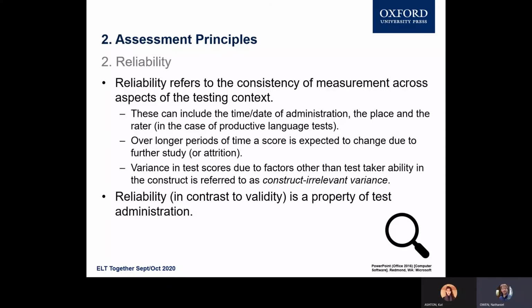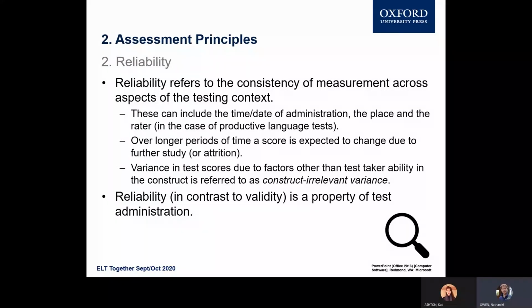And different aspects of the testing context can include the date of administration. It could include different testing locations, which are held on the same date. Or in the case of productive tests, such as speaking and writing, we can talk about rater reliability as well. So if we have a single performance which is rated by two different people, will they give the same or similar score? If they're giving radically different scores, then the test, of course, is not reliable for that purpose.